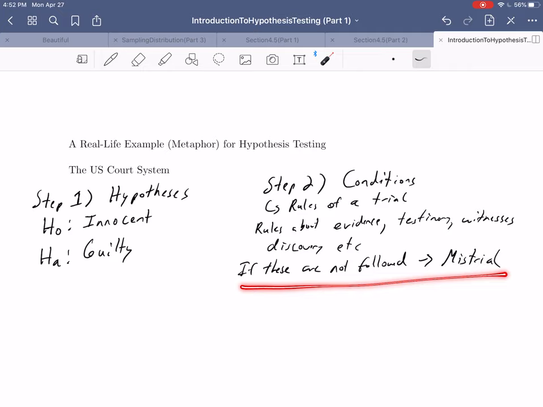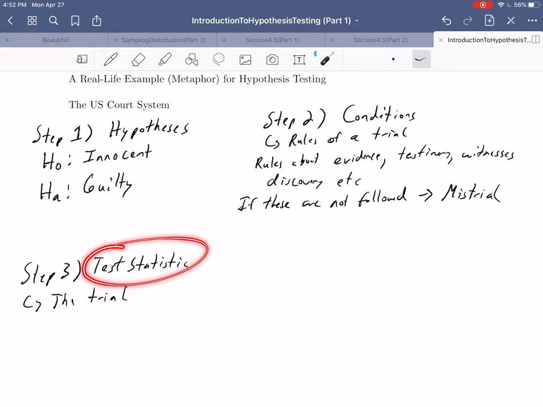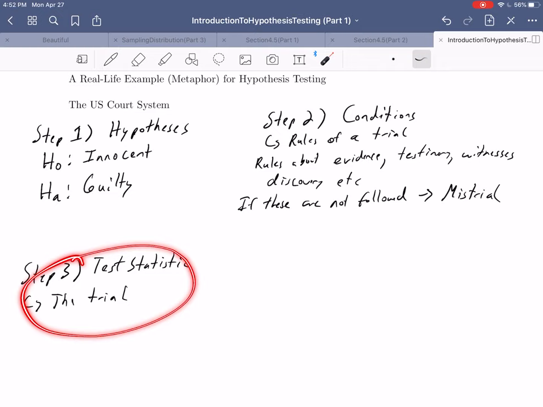Okay, so maybe the weakest part of this metaphor is step three, which is the test statistic. As we know, in a court case, there is no such thing as a test statistic. There's no computation going on. Nobody's computing something during a trial. But this really is the trial. The test statistic in statistics is where we calculate everything based on our data. In a court case, it's the actual trial. This is where all the evidence is presented, the witnesses are questioned, and the jury gets to hear all the testimony and pieces of information.